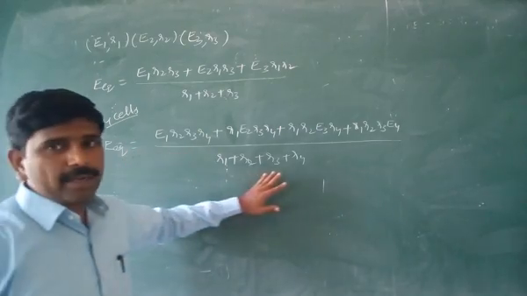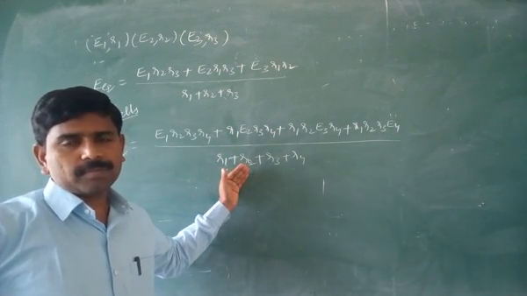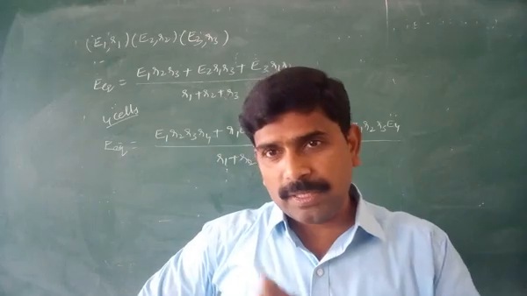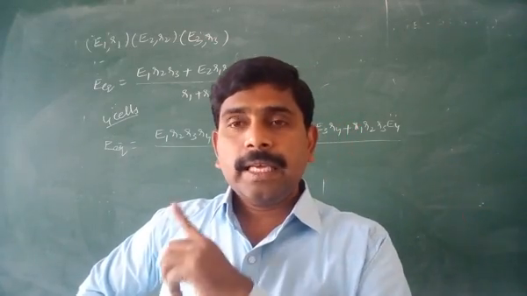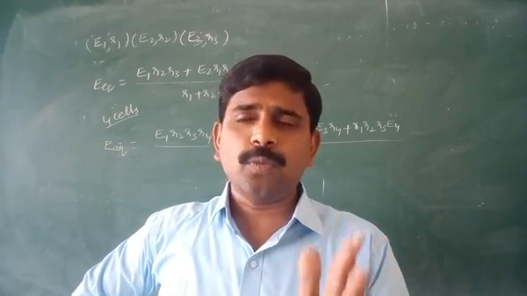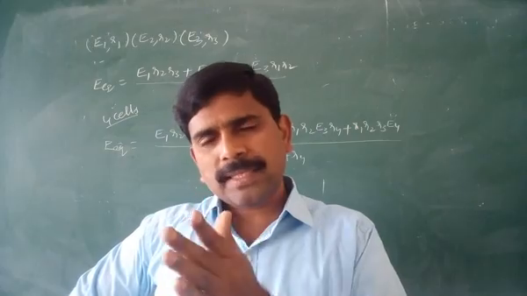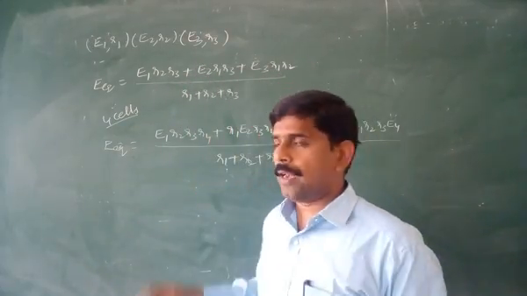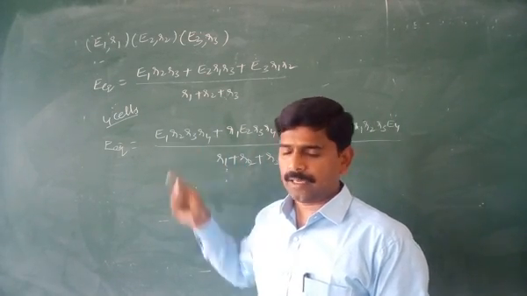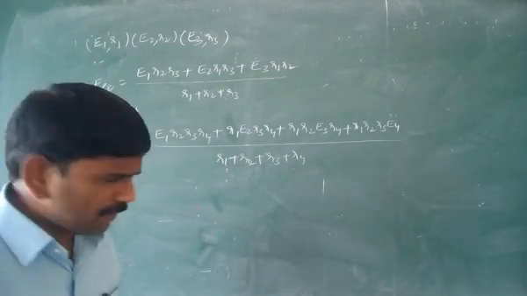So this is the equivalent EMF when 4 cells are connected in the parallel combination. In case of the series combination of these cells in the helping manner, the equivalent EMF is equal to E1 plus E2 plus E3 plus E4. With n cells, it is E1 plus E2 and so on up to En. But in case of the parallel combination of the cells, like this, this is the equivalent EMF. So what is the effective or equivalent EMF? We will solve one problem.